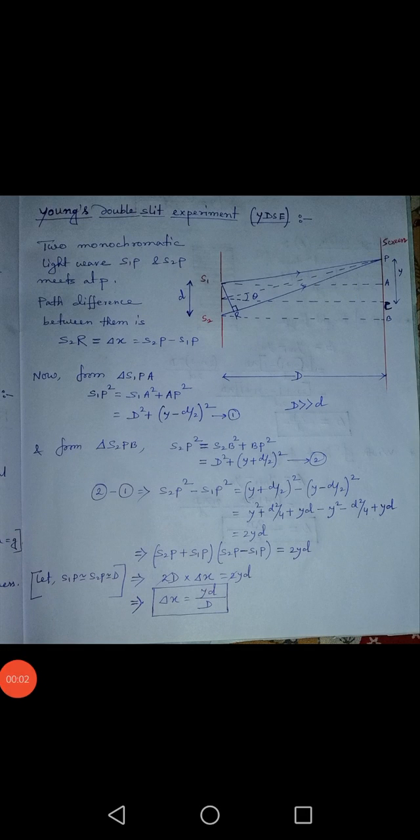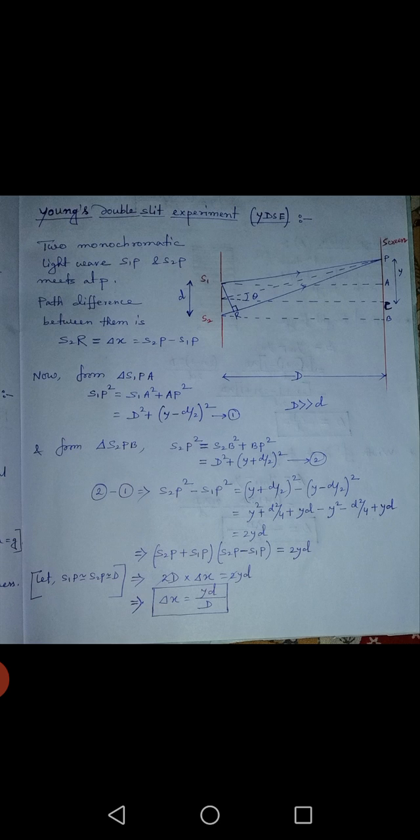In the last video we discussed interference, and we also got the conditions for constructive and destructive interference. We know that constructive interference results in bright fringes, and destructive interference results in dark fringes.